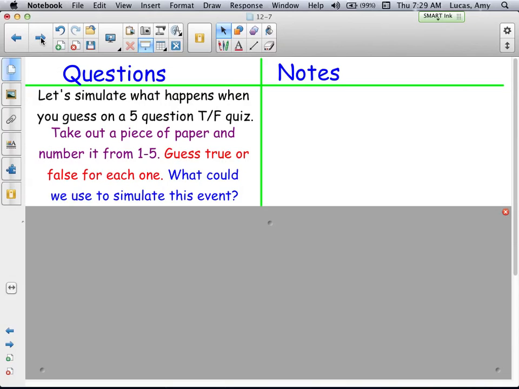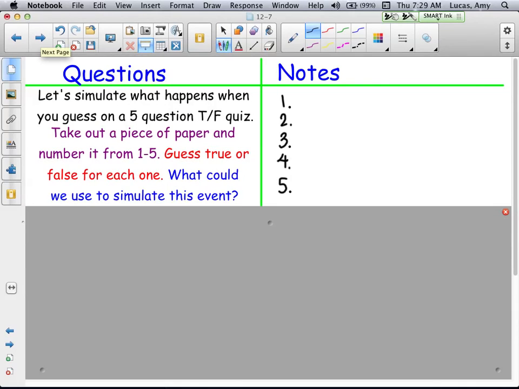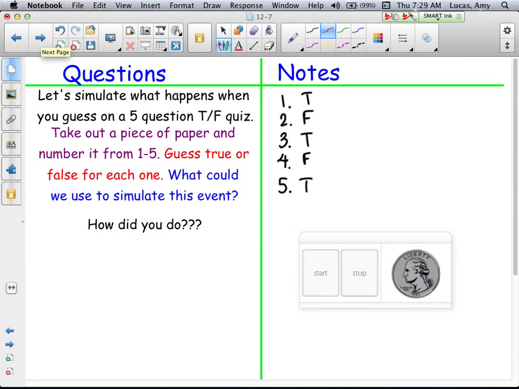Okay, now we are going to do a simulation. So I want you to number your paper from 1 to 5. And I want you to guess true or false. So we're going to simulate what happens if you guess on a quiz where you've got 5 questions and there's only 2 choices for each. So I'm just going to go true, false, true, false, true. Now, what could we use to simulate this event if there are 2 choices? A coin, which is what we just said on the last one.